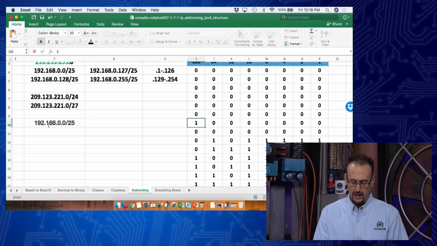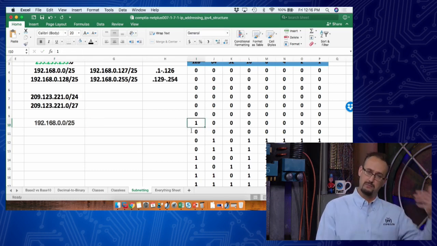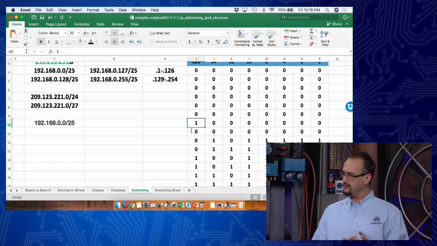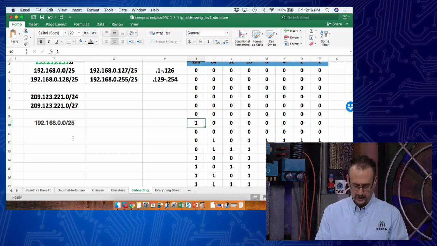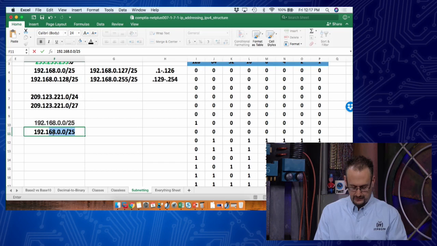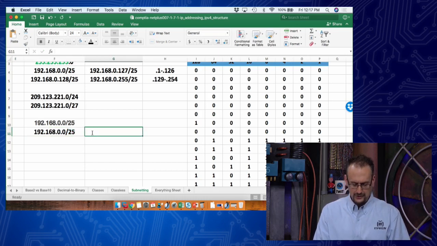Now I need to figure out how many networks that made. If you remember, earlier we showed you how to determine that. I know that it actually makes 2 networks. The 2 networks we've created here are, first, 192.168.0.0 with a /25.